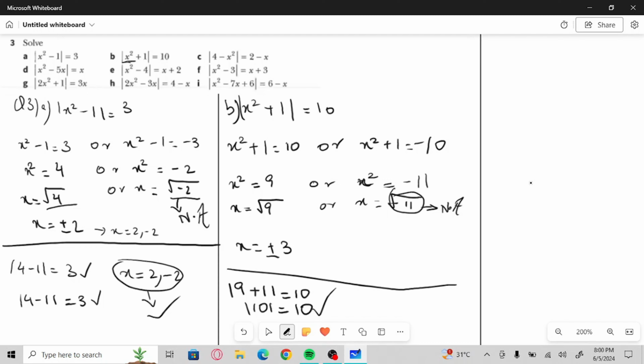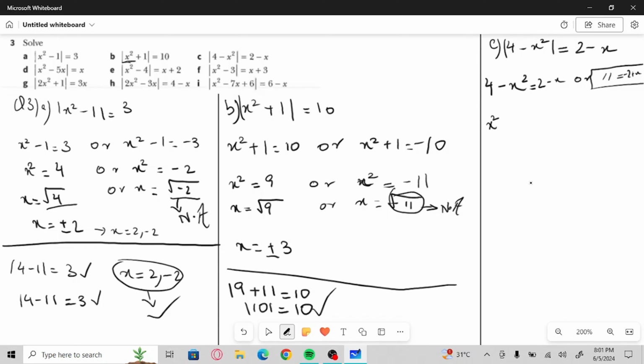Okay, so for part C, we have the modulus of 4 minus x squared is equal to 2 minus x. And what will that become? Again, we have two possibilities. 4 minus x squared is equal to 2 minus x, or 4 minus x squared is equal to minus 2 plus x. For the time being, we're just going to ignore this one so that we can solve it later on. Just stick to one solution at this time.